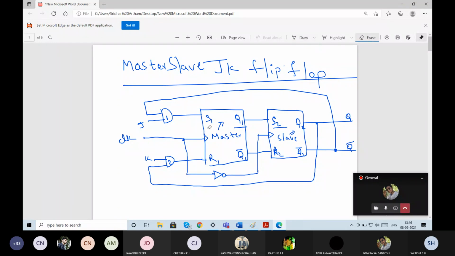Master values will be carried forward by the slave. The meaning of what I am mentioning is, if the slave value Q2 is 1 and Q2 bar is 0, these are nothing but the values of the master. The master will also hold the same values. That is the statement I made. So let us analyze this.